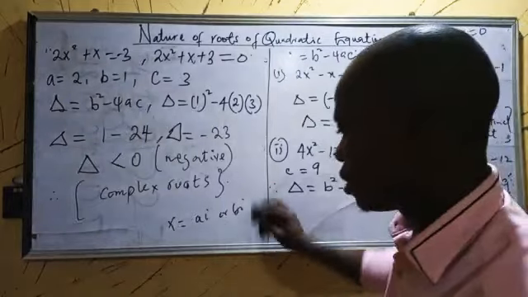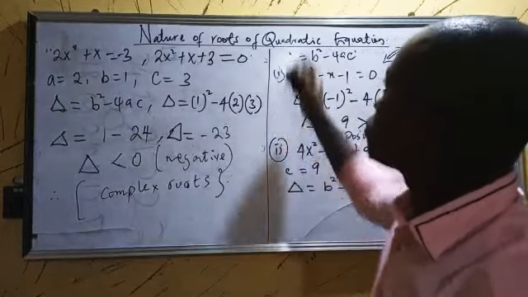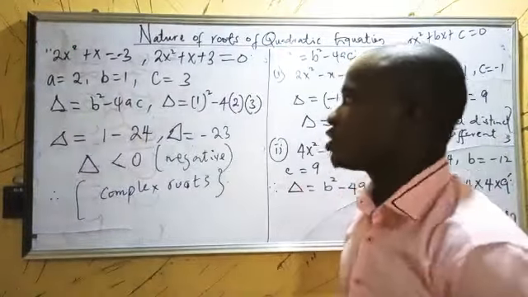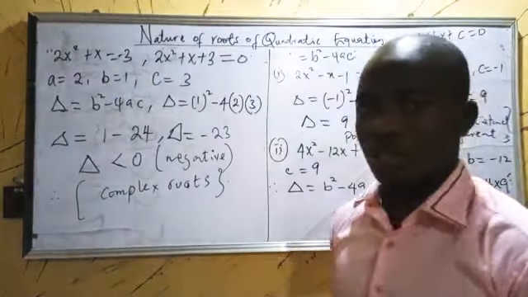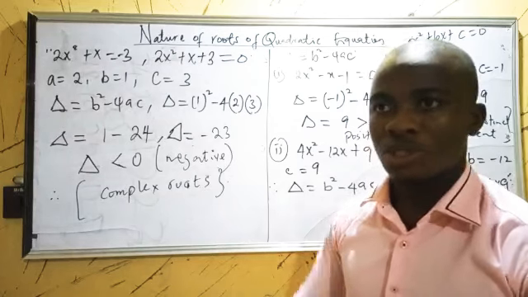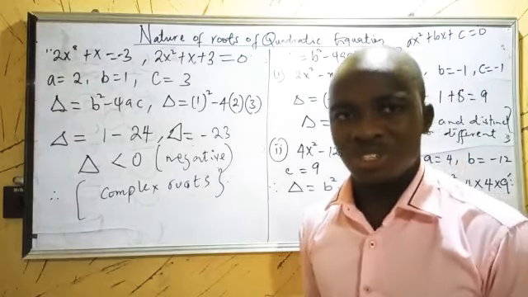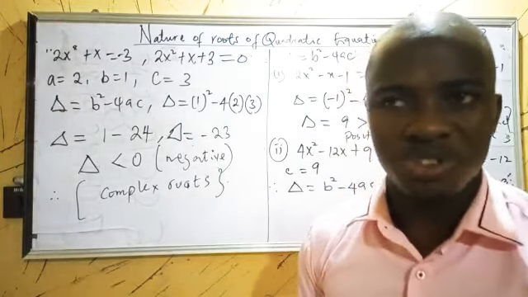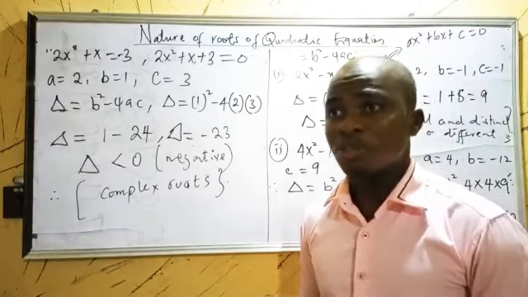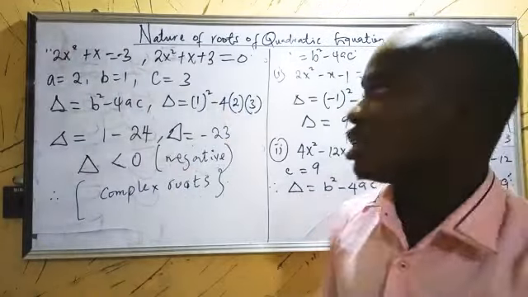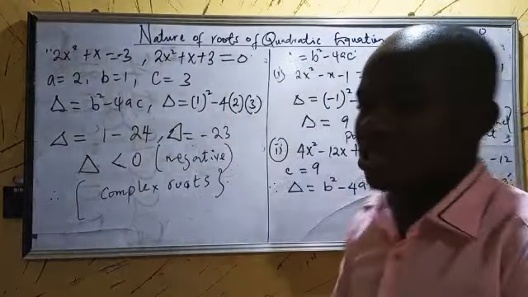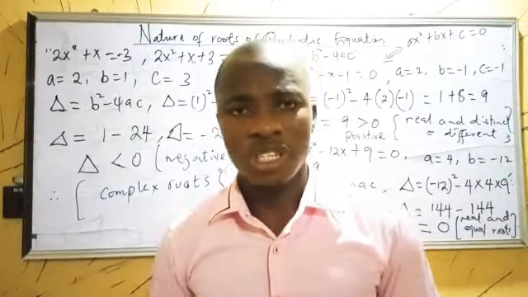So that is it about the nature of roots of a quadratic equation. Understand? If they ask you to check or determine the nature of roots of a quadratic equation, you don't need to solve by factorization, or by the complete square method, or by the quadratic formula before you can know the nature of the roots. This is the step you follow. You use the discriminant. So that is the end of today's lecture.